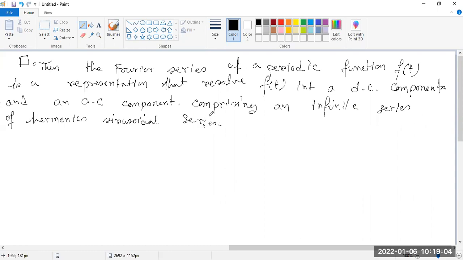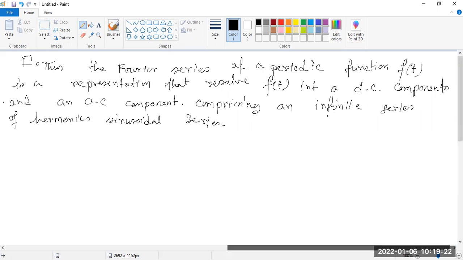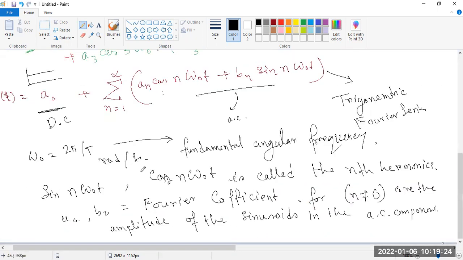So the Fourier series of a periodic function f(t) is a representation that resolves the function of t into a DC component and an AC component comprising an infinite series of the harmonic sinusoidal series. You can see this is the DC component and this is the AC component. Okay, but the sum is an infinite sum. So this is about your Fourier series.